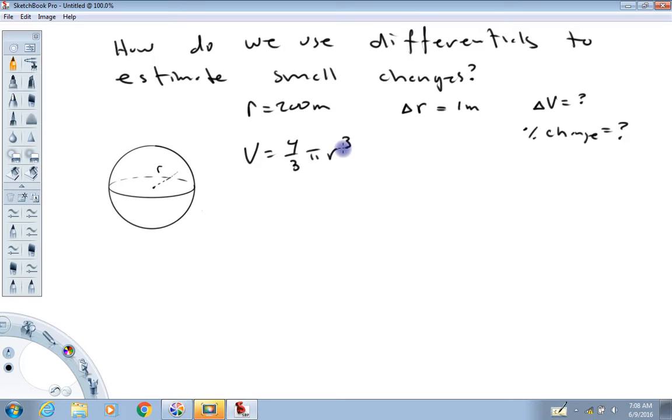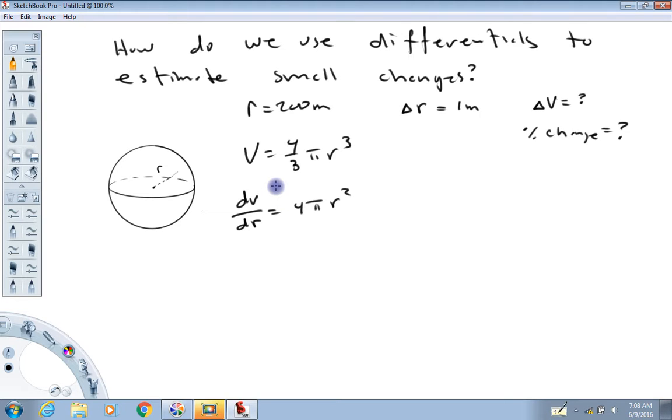And now what I'm going to do is differentiate this with respect to r. So the next line is going to read dV/dr is equal to 4 pi r squared. That's coming from multiplying by 3, which is going to cancel this, giving you a 4 pi r. Subtract 1 from the power, there's your squared.